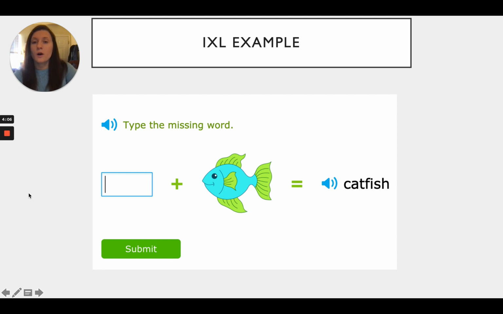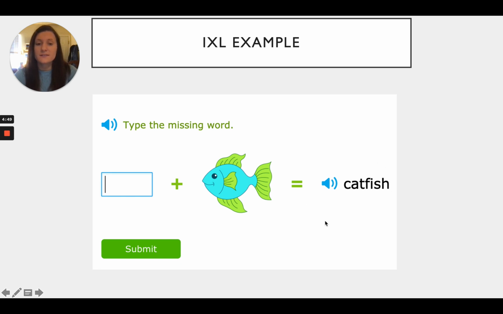All right, let's look at one more example here. So this time they give us the end result, but now we need to figure out what the other word is. So it says type the missing word. So since they're giving us the answer, we know that they're giving a picture of the second word. So we know this is a picture of a fish. And we see that at the end. So we have fish, and the other word that they put together is cat. So in the box, we would write the word cat, because we would have cat plus fish equals catfish.